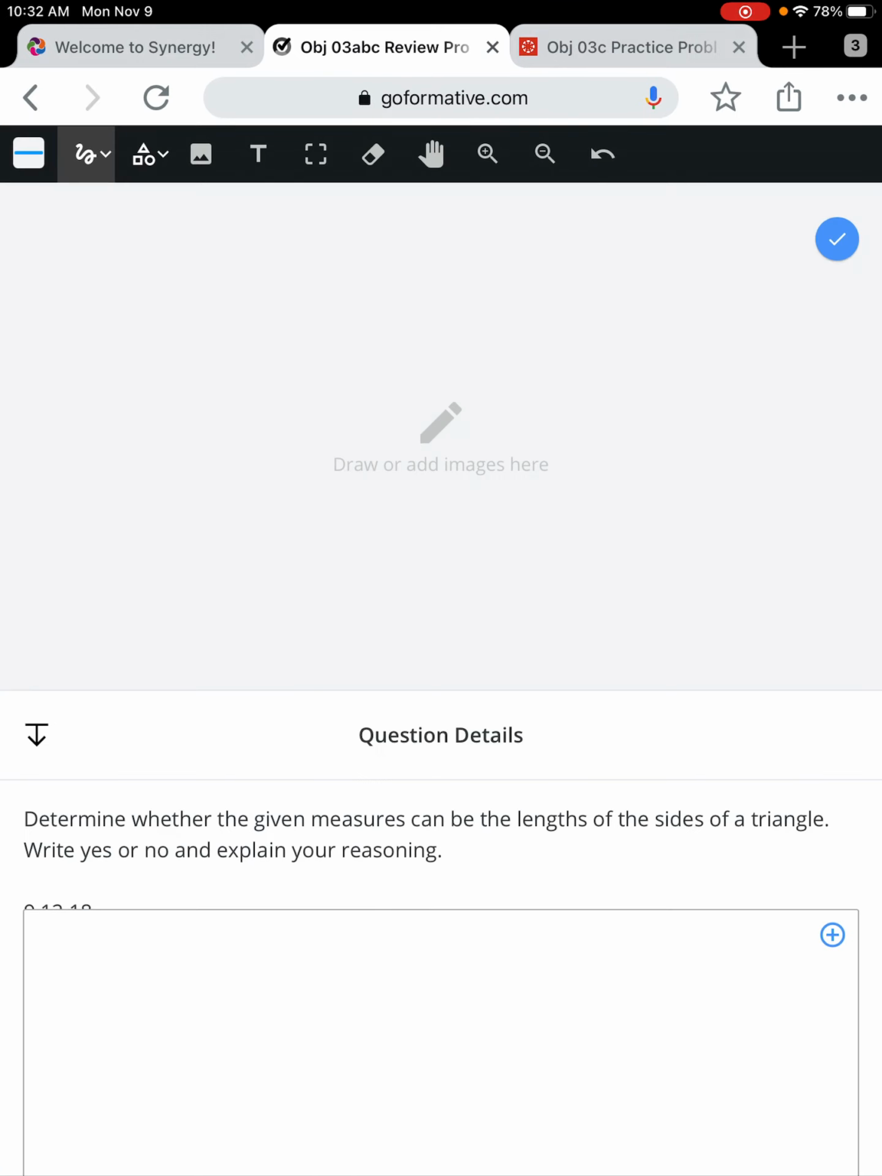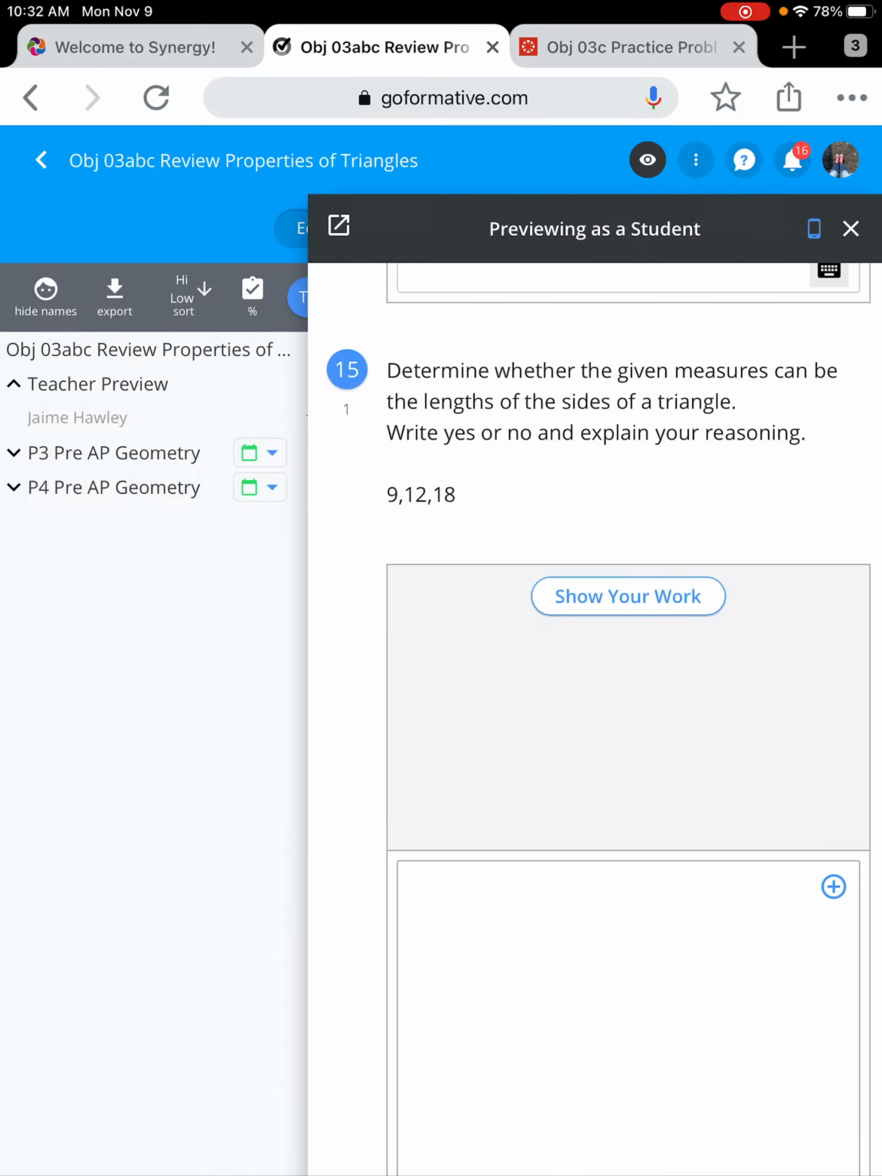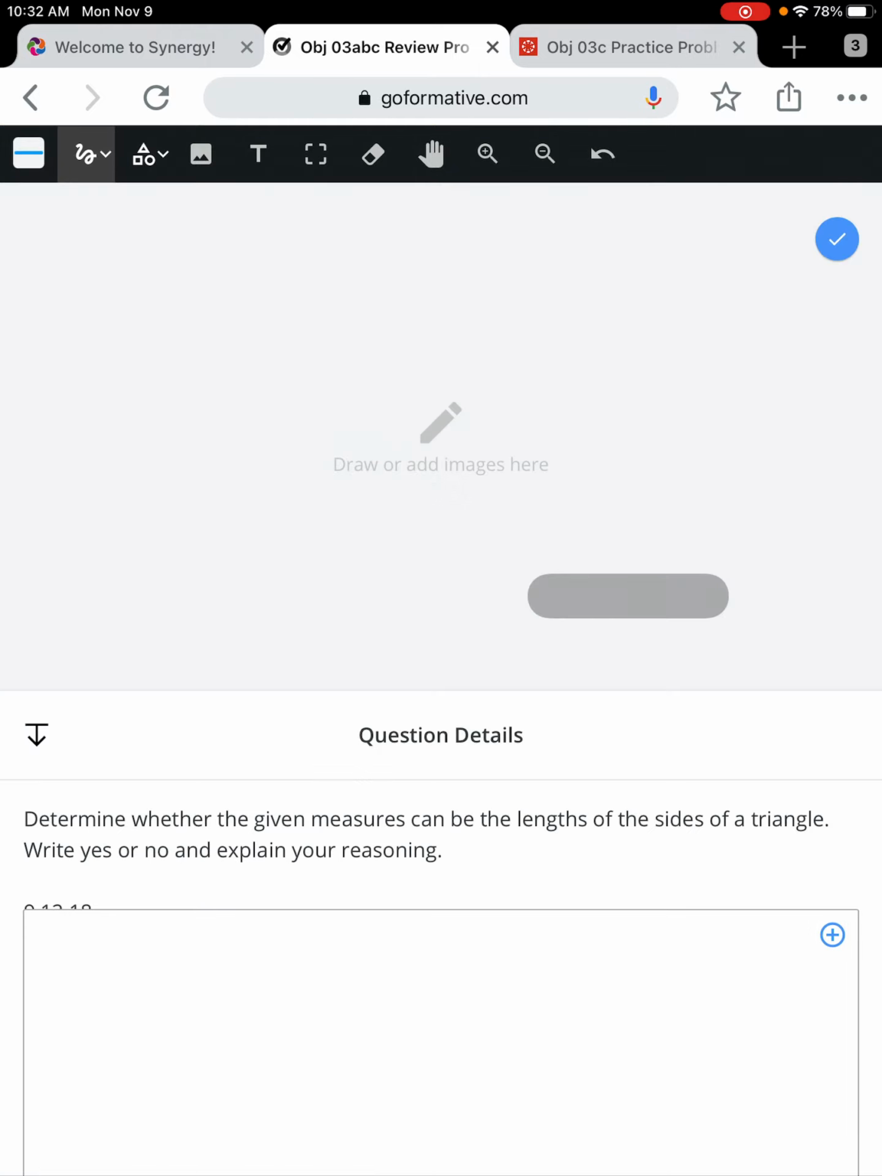Number 15. Can it be the measures of a triangle? Explain your reasoning. For this one, this is actually kind of a neat one. You can do an audio response if you wanted to. You can put an image in, all of that stuff, or you can just write or type in. I can't quite see from this window. 9, 12, 18. So you have 9, 12, and 18.